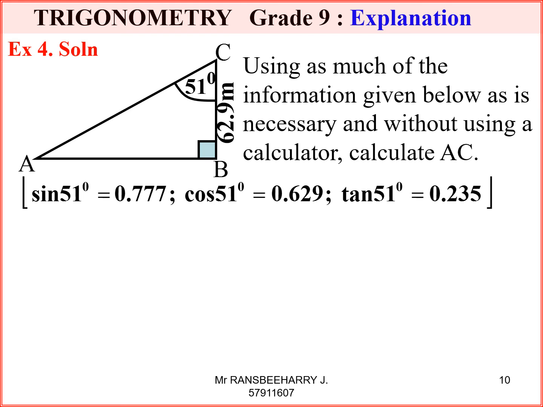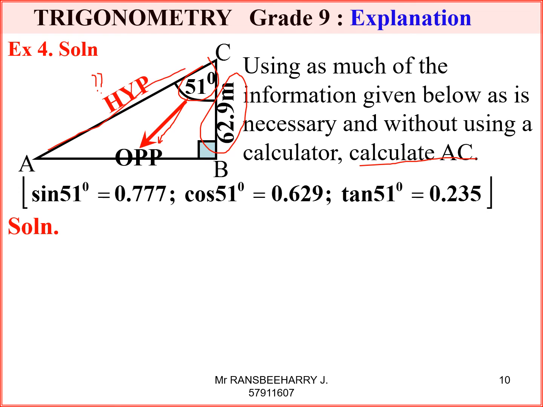Example 4. We have a right angle triangle, an angle given, and a side given. Required to calculate the side AC. So AC is unknown. Here we have given angle 51. Just opposite to it is AB, so AB is the opposite. AC is the longest side, the hypotenuse. The remaining side becomes the adjacent.